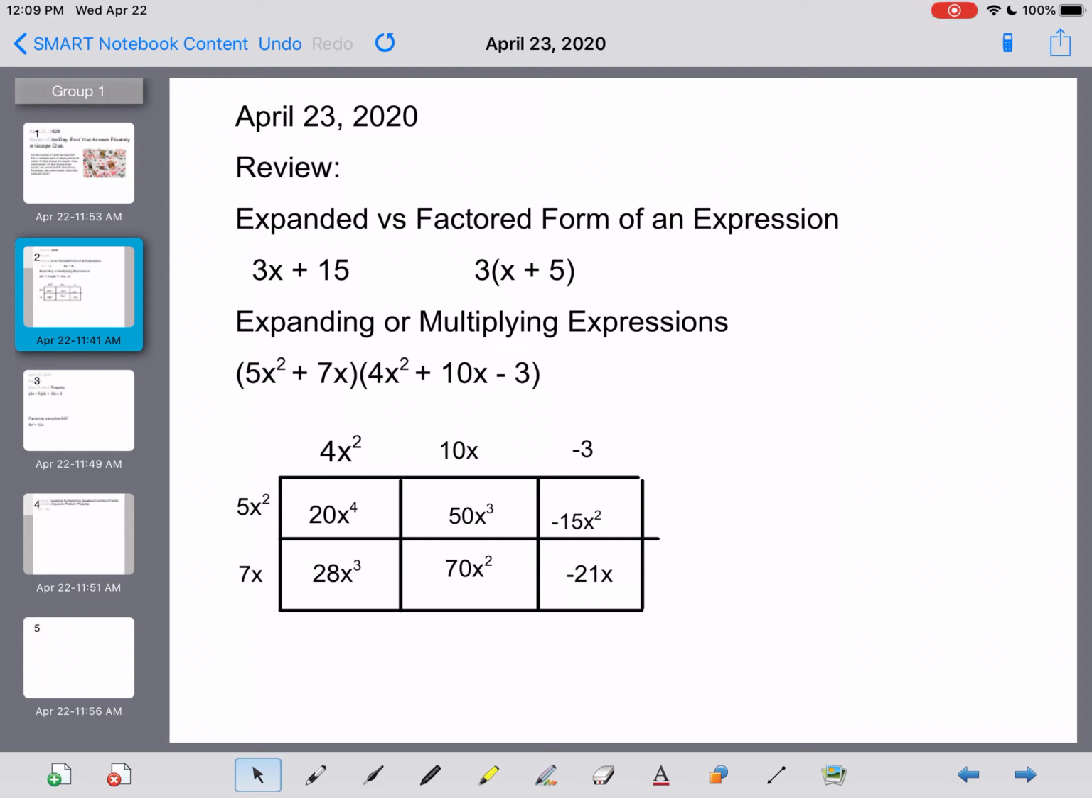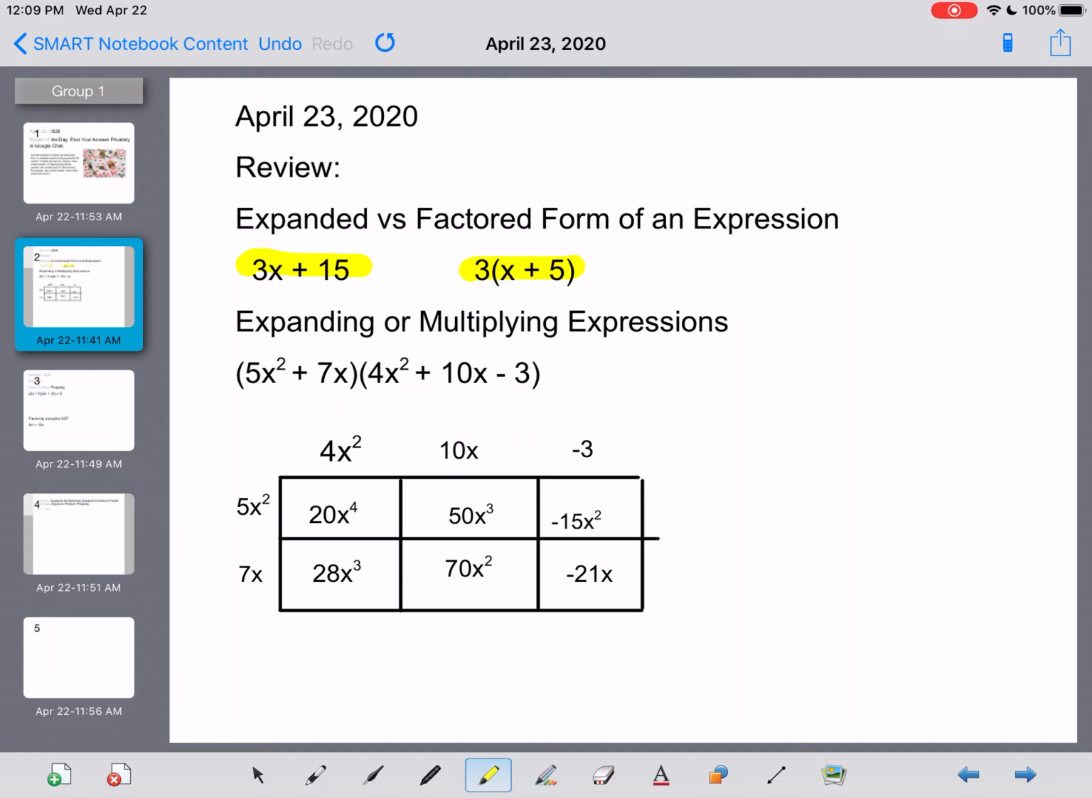So the first thing that we talked about on April 13th was this idea that we could write expressions in different ways, right? We can write an expression in expanded form. We could write an expression in factored form. Remember, in factored form, factor should indicate to you we're multiplying, and in factored form, we're using multiplication. You're going to see the parentheses.